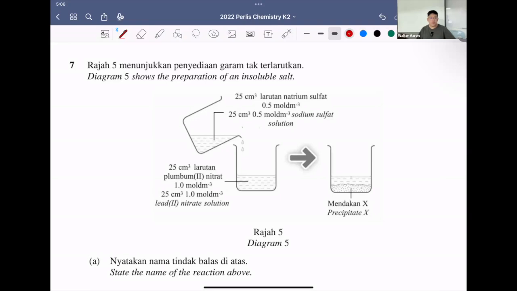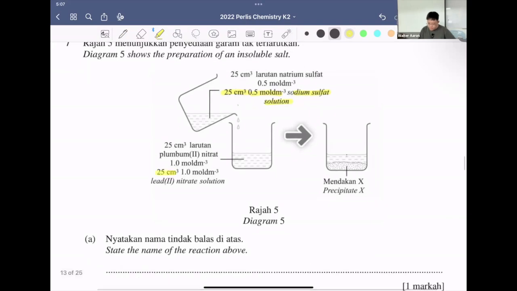Okay, so let's take a look at question number 7. Diagram 5 shows the preparation of an insoluble salt. So we have 25 cm cube of 0.5 mole per dm cube of sodium sulfate solution, added to 25 cm cube of 1.0 mole per dm cube of lead-2 nitrate solution. So the precipitate X that's being produced over here should be lead-2 sulfate, supposedly. Right, and then they ask you to name the reaction above.